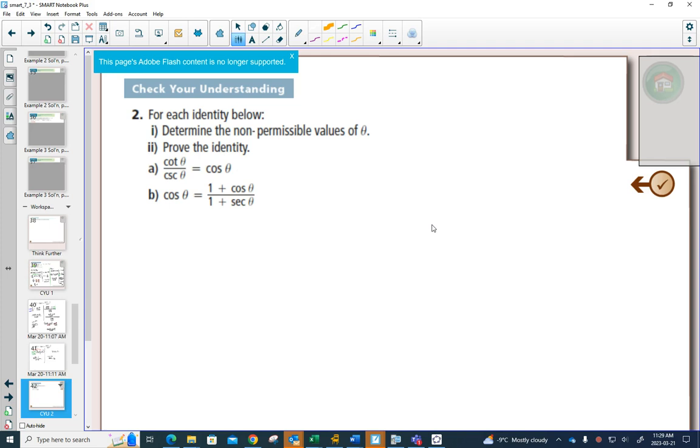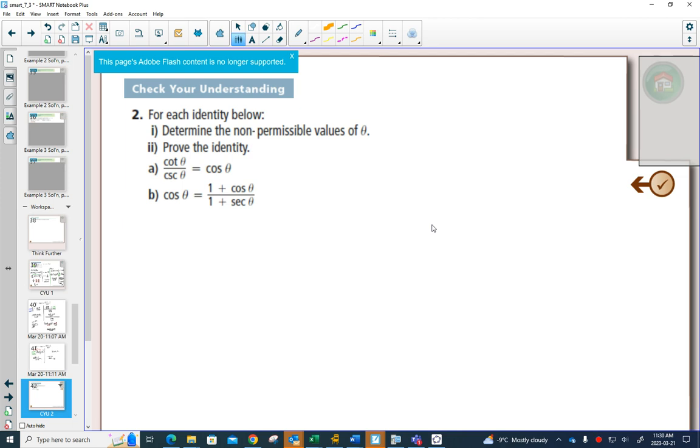For each identity below, they want us to list or determine the non-permissible values, and they want us to prove the identity. We're going to do it in the opposite order. We're going to prove the identity first, and through the proof, it's going to be easier to figure out the non-permissible values, because non-permissible values, okay, what are we not allowed to do? We've learned we can't square root negative numbers, and we can't divide by 0.